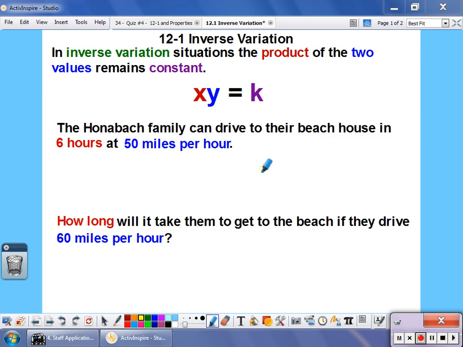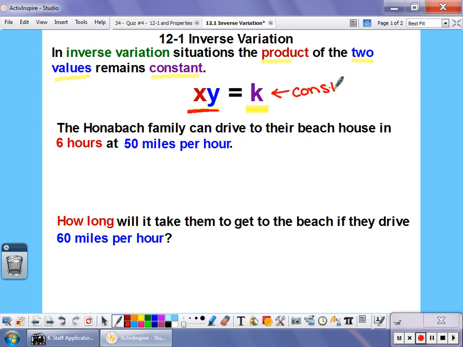When you have inverse variation, the product of your two variables remains constant. So we can use this formula, x times y equals k, where k is our constant, to find missing values. Sometimes in an inverse variation problem, they'll give you x and y and ask you to find your constant.